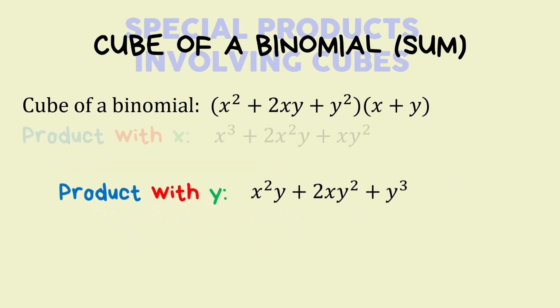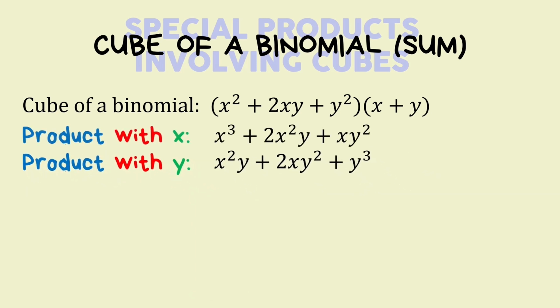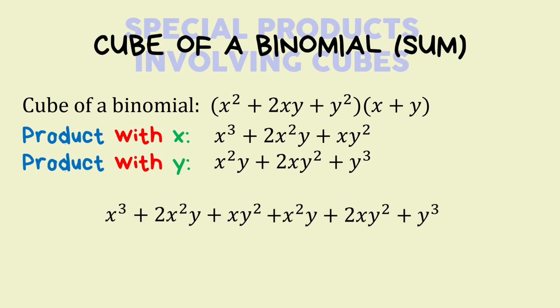Now that we have obtained our products with x and y, we just have to add all of them together. We should then have x cubed plus 2x squared y plus xy squared plus x squared y plus 2xy squared plus y cubed. This looks long, but if you have good observational skills, then you would know that this is not our final answer.